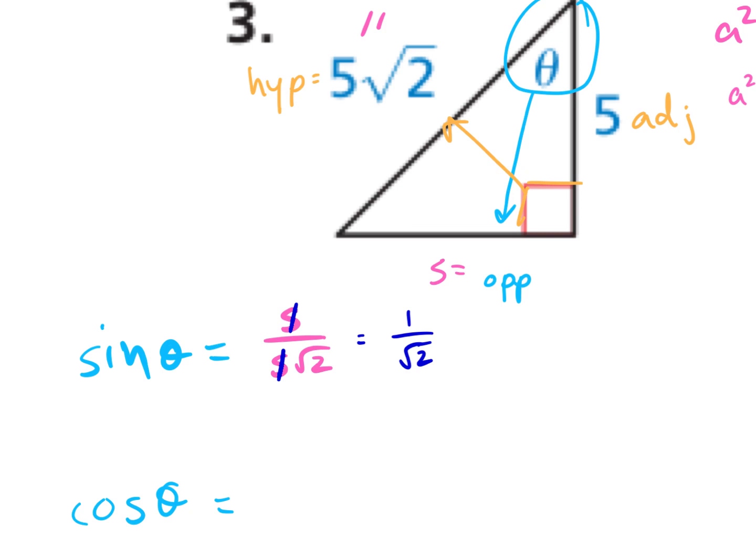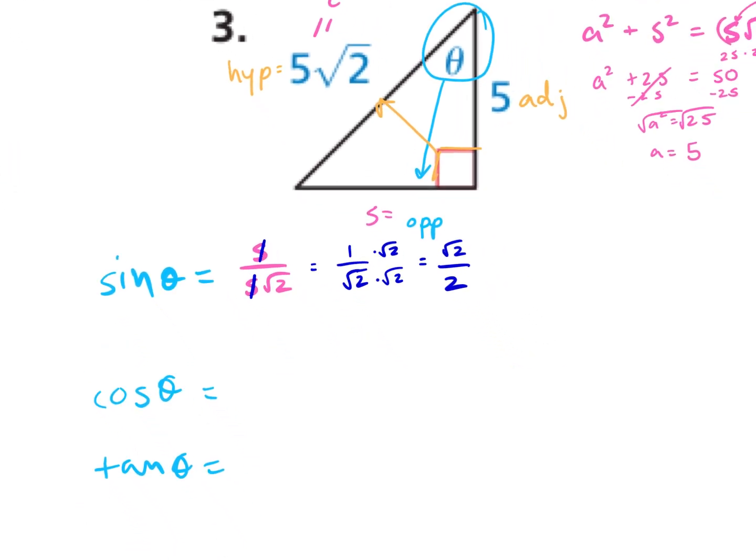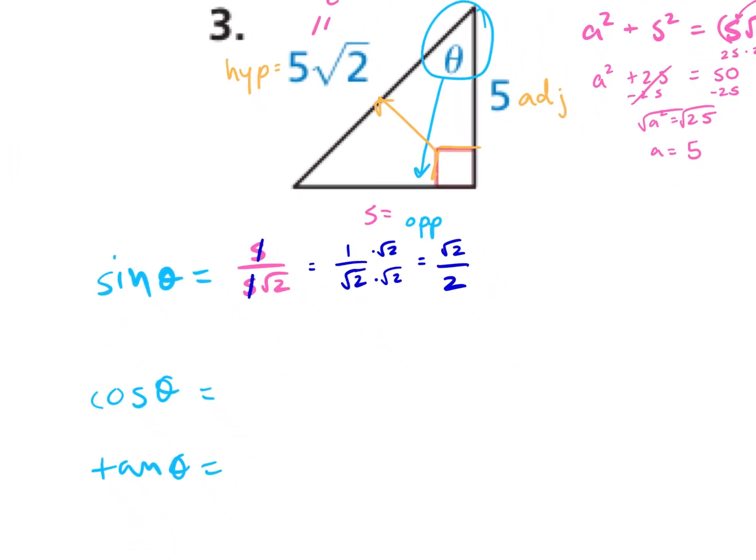Now we learned this way back in, I think, chapter 4. We can't leave a square root on the bottom of our fraction. So what do we have to do? Awesome. We have to rationalize, so we multiply the top and the bottom by square root 2. So we get square root 2 on top. And what's square root 2 times square root 2? 2. So sine of theta is square root 2 over 2. So anytime you have a square root on the bottom, you have to rationalize.